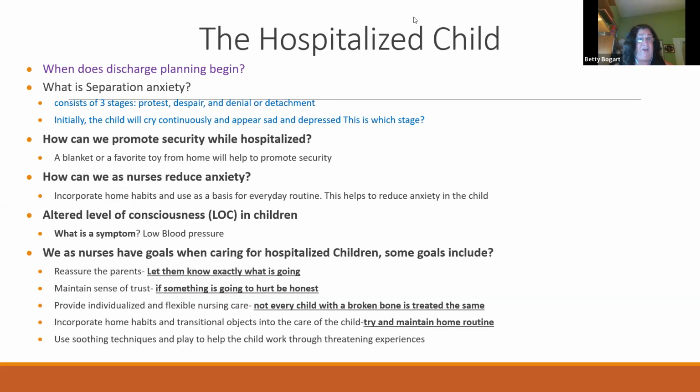So when does discharge planning begin? As soon as you talk to them. Because, you know, you're trying to find out a history, and as you're finding out the history, you're actually starting to plan their discharge. Now, you just did a discussion question about separation anxiety. Remember, it's 3 stages: protest, despair, and denial or detachment.